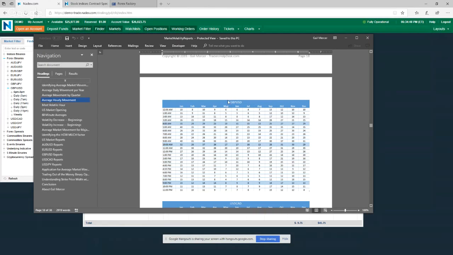So in this case, we're looking at the British pound dollar. It's in July, and we're actually looking at it at 6 o'clock at night. So at 6 p.m., the average is 6 pips. At 7 p.m., the average is 5 pips. Yeah, there's a chance it could move that.